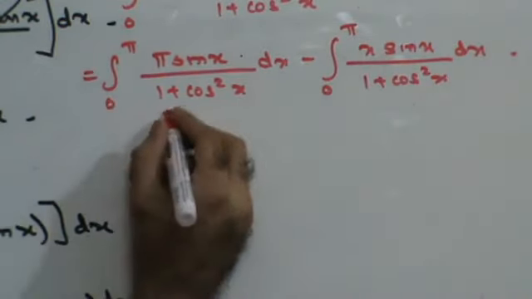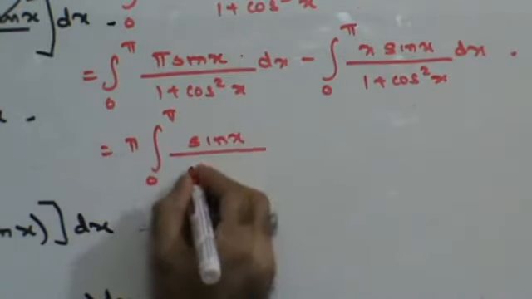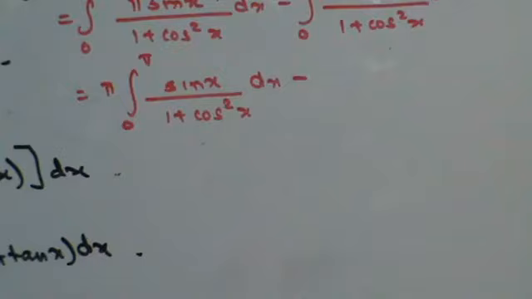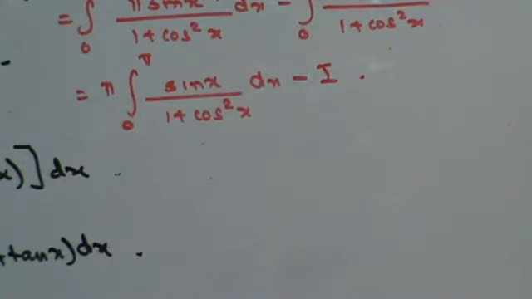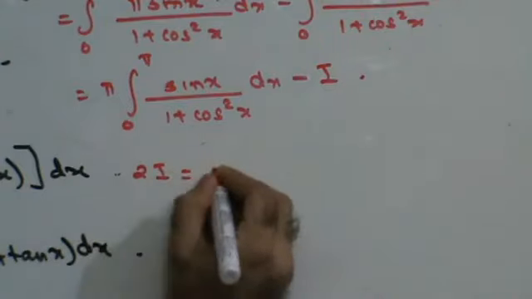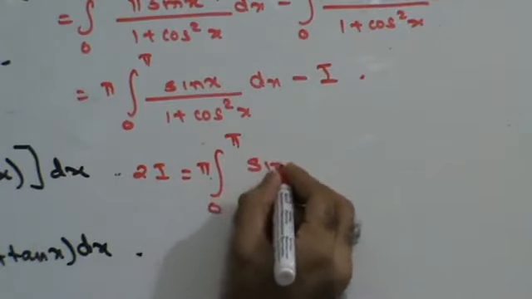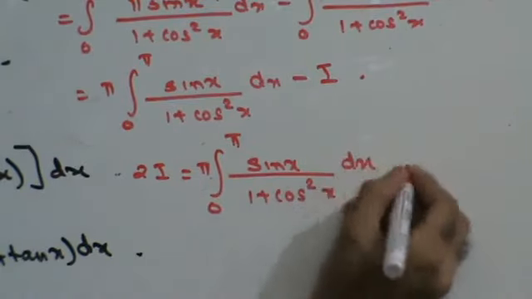The integral from 0 to pi is a constant, which comes out. This is sin x upon 1 plus cos square x dx minus x sin x upon 1 plus cos square x dx, which is nothing but I. The x sin x upon 1 plus cos square x term is nothing but pi. Now this can be taken on the other side, so I'll get 2I is the integral from 0 to pi of pi outside, sin x upon 1 plus cos square x dx.